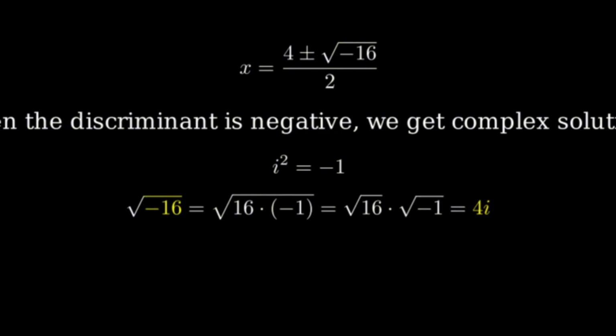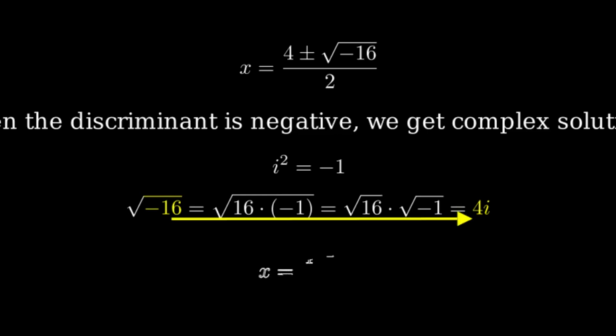Then, using the property that the square root of a product equals the product of the square roots, we get the square root of 16 multiplied by the square root of negative 1. The square root of 16 is 4, and the square root of negative 1 is defined as i. So the square root of negative 16 equals 4 times i, or simply 4i.